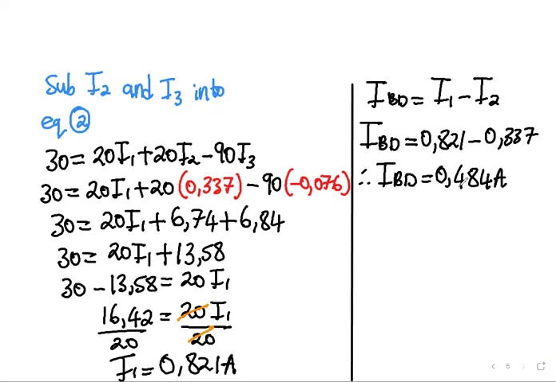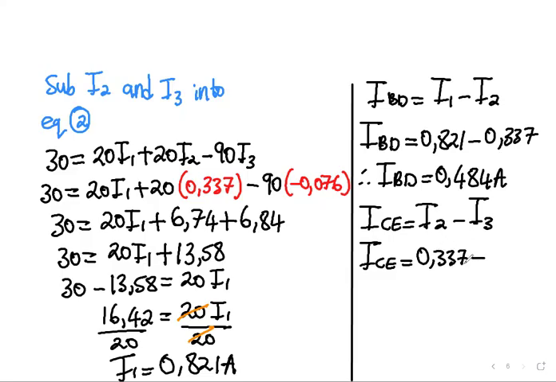And then our second one, the current through the second branch, which is the current through CE, is going to be represented by the second current subtracting the third current, I3. Then the current through CE equals, when you check I2, 0.337 minus our I3, which is negative. You substitute it as it is. It's gonna be minus minus 0.076.